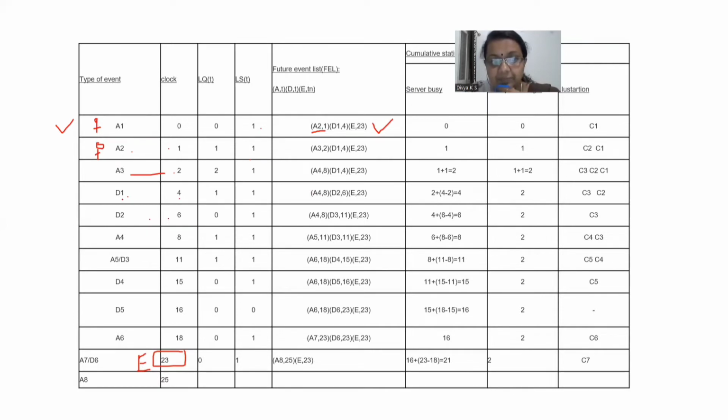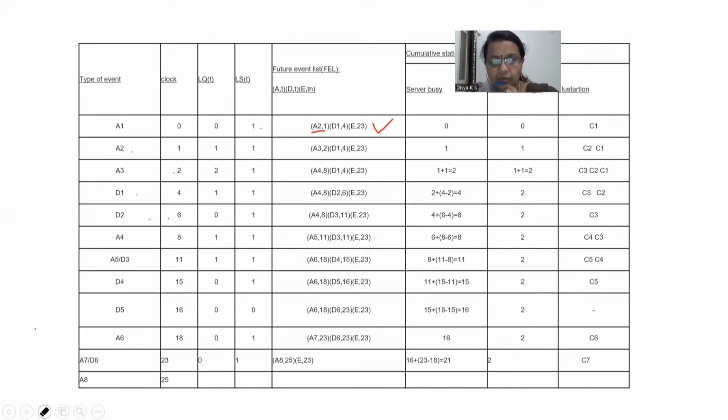And which is my next departure? D1 4. If I am at D1 4, I am now standing here. What is my next arrival? A4 8 and D2 6. Like this, it is easy to write. It is also very easy, not that much calculation. Just see and fill this next column, the future event list. So we have already filled the major parts of the first, second, third, fourth and fifth rows.